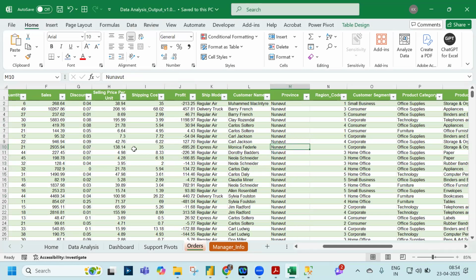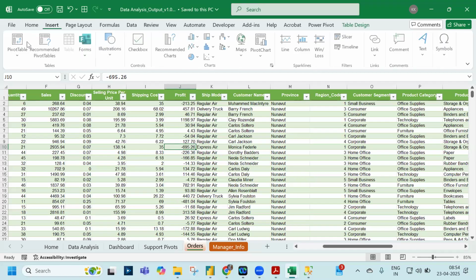Total profit by region, if I want to see, what is it we do? We look up with region column. No, region is already there. Pivot table, you can do it. Pivot table. Correct. Let's create a pivot.